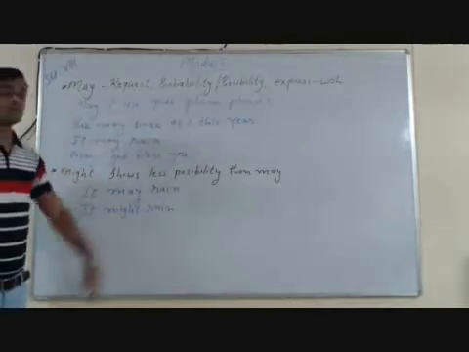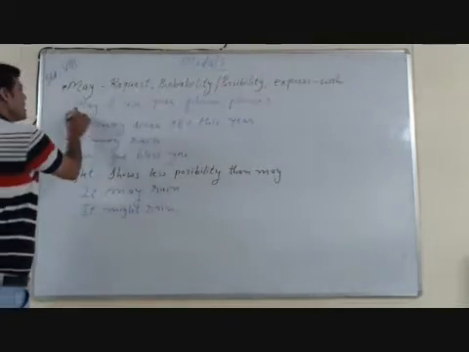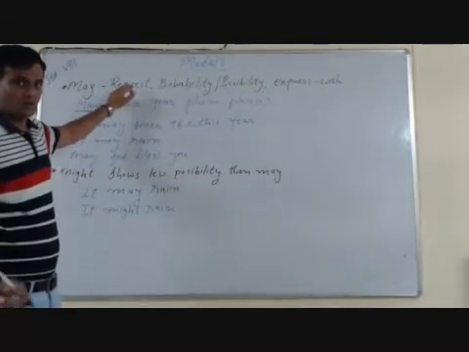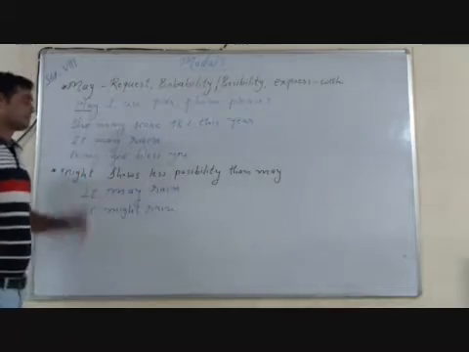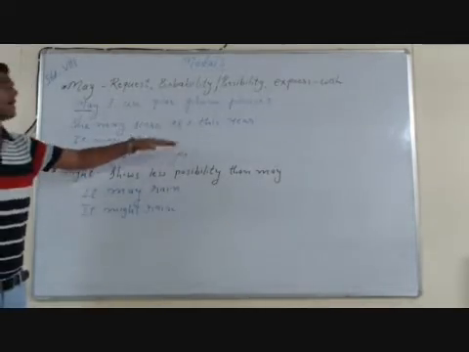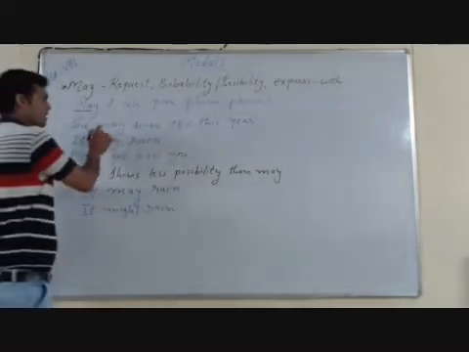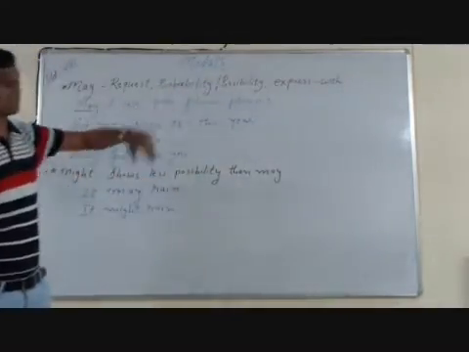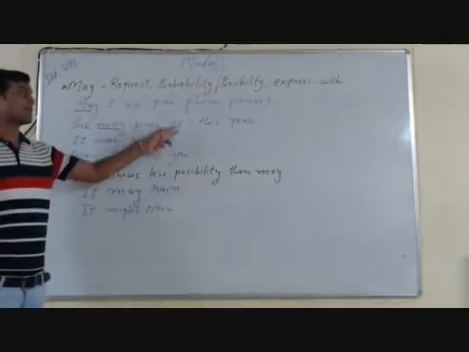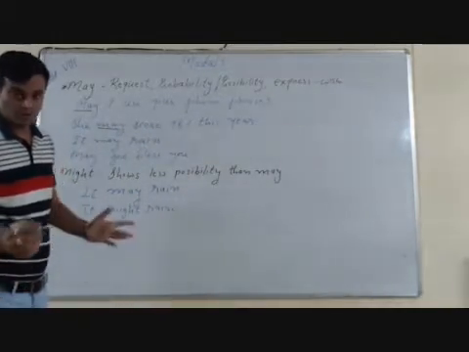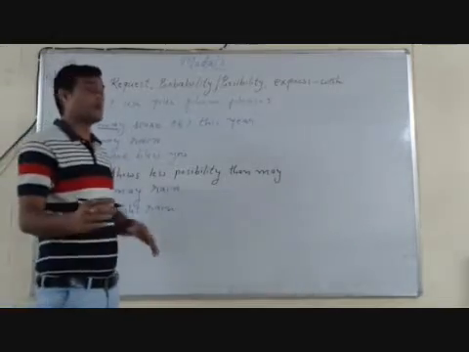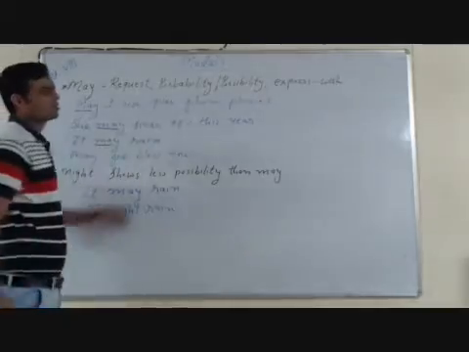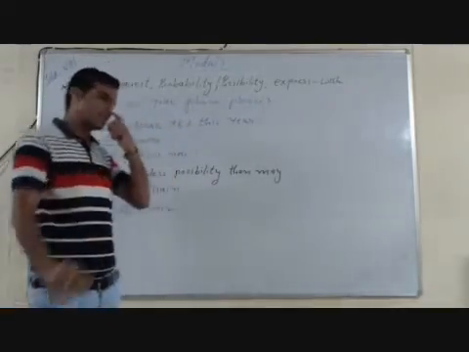May I use your phone please? In this sentence, may is used for making a request or taking permission. Second sentence, she may score 98% this year. Here may is used for probability or possibility. Not sure, it is only probability. Third, it may rain. Here may shows possibility, probability.